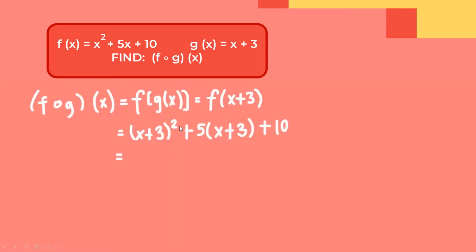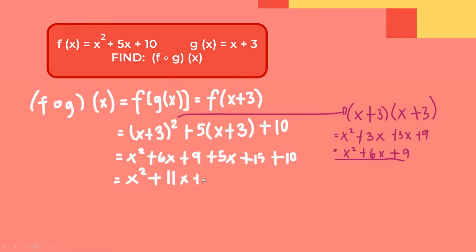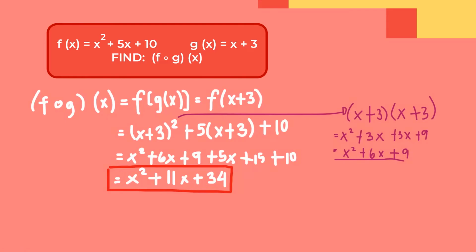Then, simplify x plus 3, the quantity squared, through the FOIL method, and the result would be x squared plus 6x plus 9. And then, multiply 5 to x, which is equal to 5x. Then 5 times 3 is equal to 15, and copy positive 10. Afterward, combine the like terms. And the final answer would be x squared plus 11x plus 34.